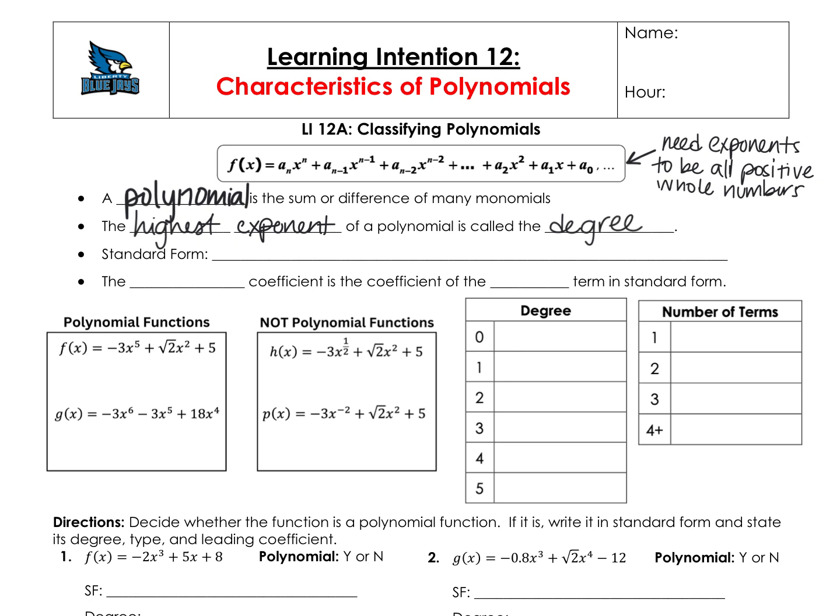Standard form takes the exponents from highest to lowest. Exponents decreasing, highest to lowest.